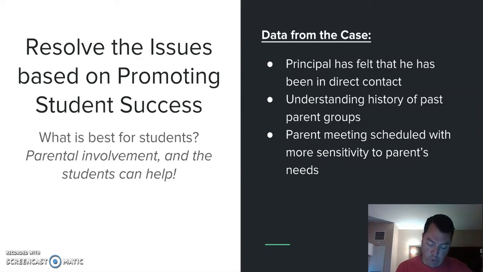Furthermore, this solution will be in the best interest of all students as we seek to understand the history of past parent groups that were mentioned in the case. By understanding their previous existence, we can seek to replicate what did work in these groups and also try to avoid the pitfalls that they encountered by not repeating them.